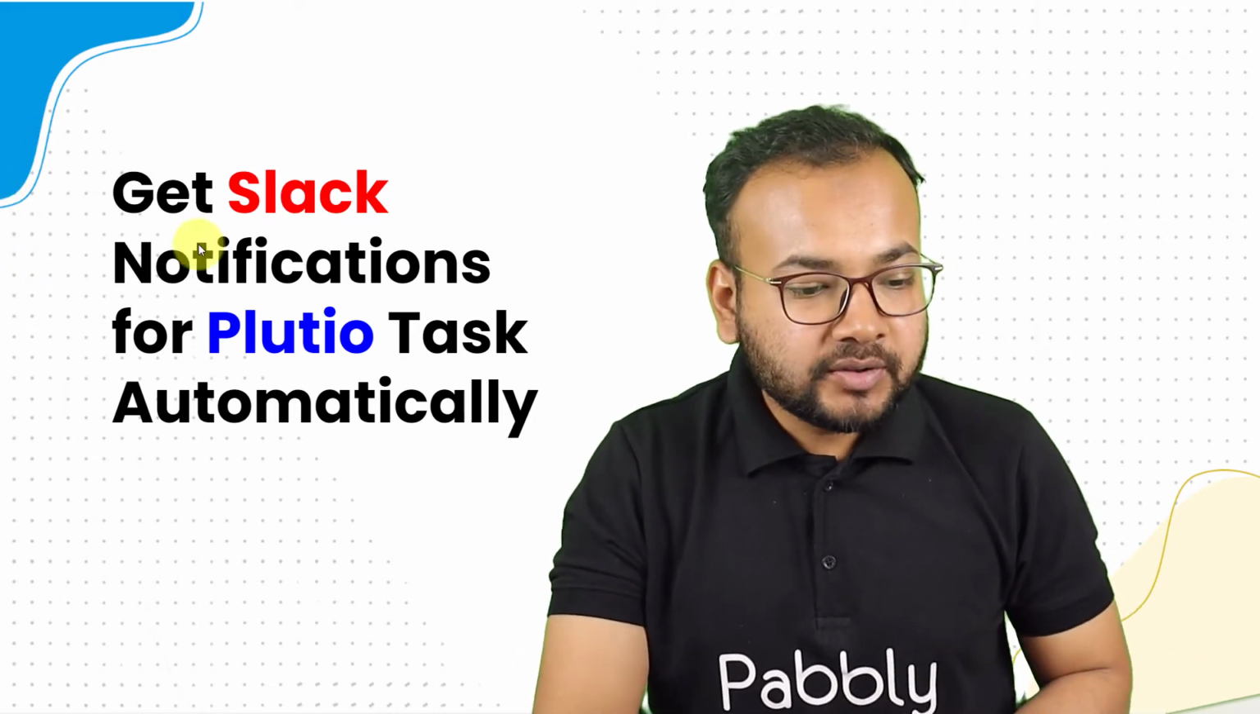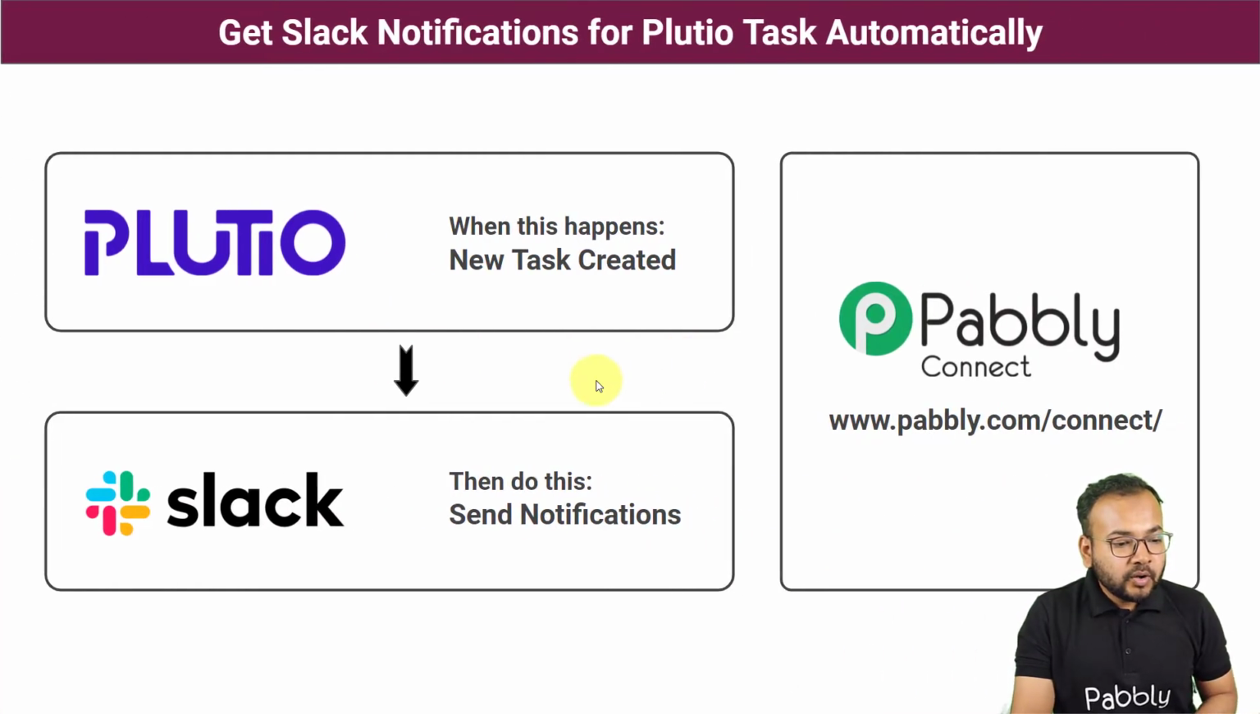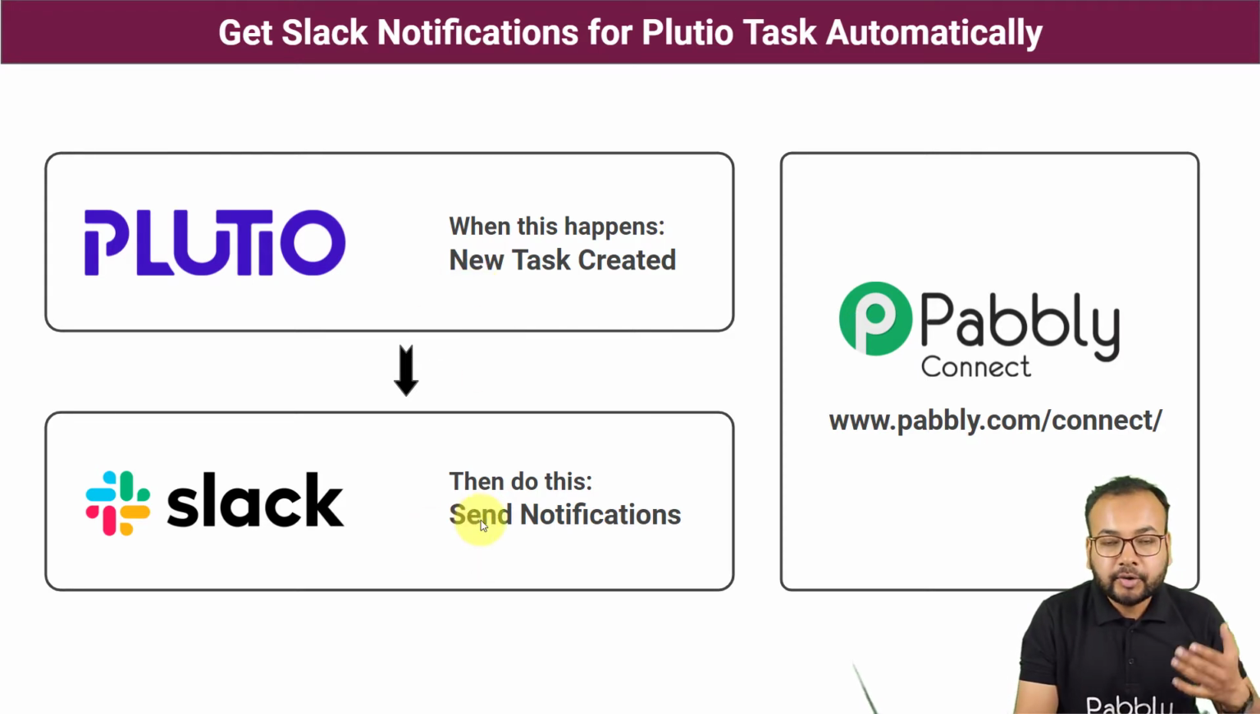Let me show you how this is going to work. Here you can see the flow of this automation. As and when you create a new task in Plutio, a notification message will be delivered automatically to the rest of your team on a Slack channel. So you need not manually sort out things from Plutio and manually type a message on Slack. This is going to happen automatically and it will surely save a lot of your time and energy as well.